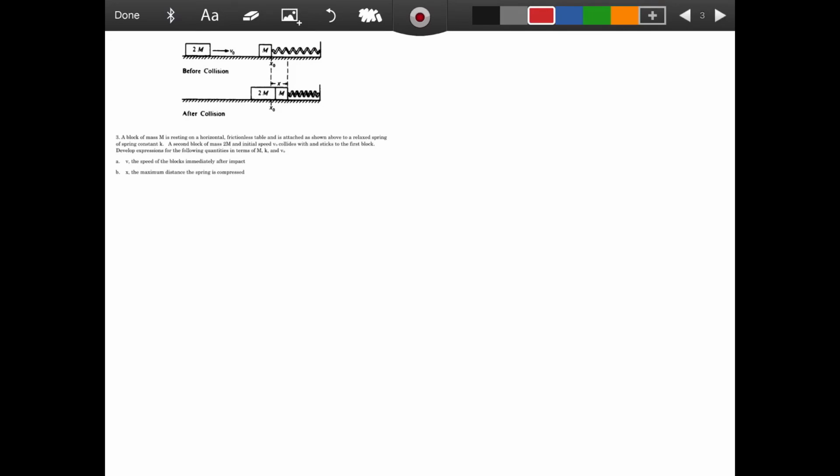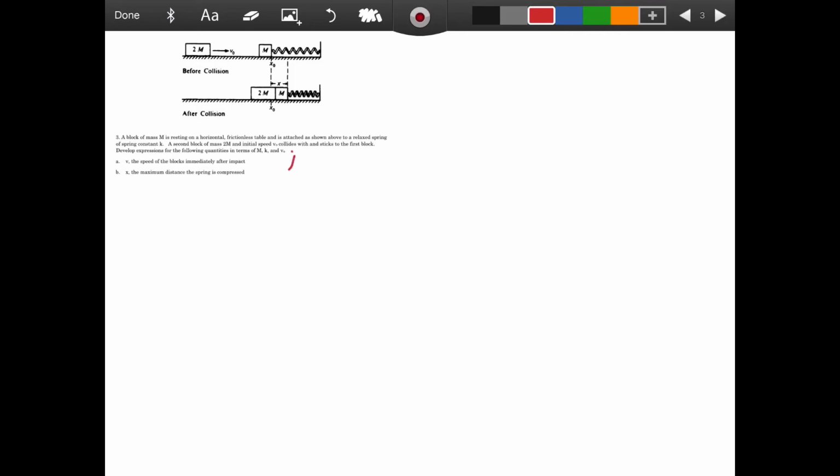Okay, so here what we have is a momentum problem. There's going to be some energy in here. We have springs, so we have Hooke's law. Definitely can have some simple harmonic motion, so I thought this would be a good problem to include to look at everything. So we have a block of mass m resting on a horizontal frictionless table, connected to a relaxed spring. Now, a second block of mass 2m and initial speed v0 collides and sticks together.